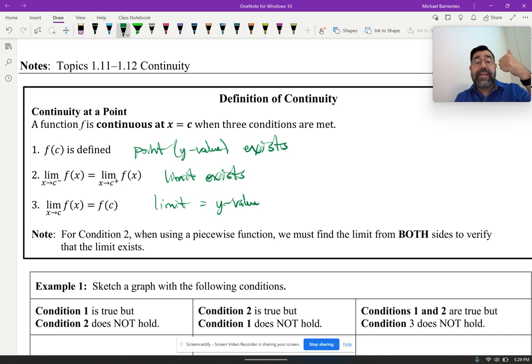So I got to check. Does the point exist? Does the limit exist? And then are they equal? We have to check both sides. As when we're checking condition two, especially when using a piecewise function, we have to find both sides to verify that the limit actually exists.